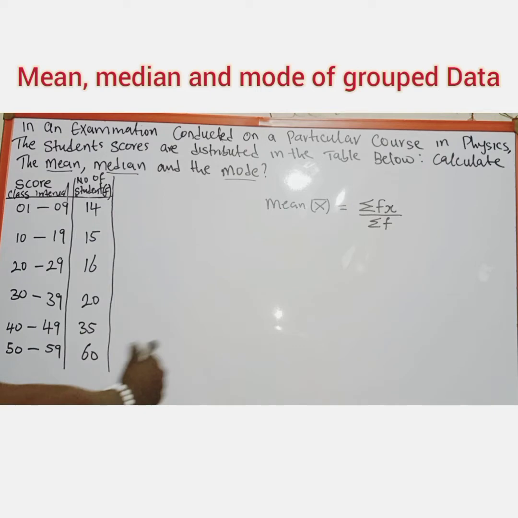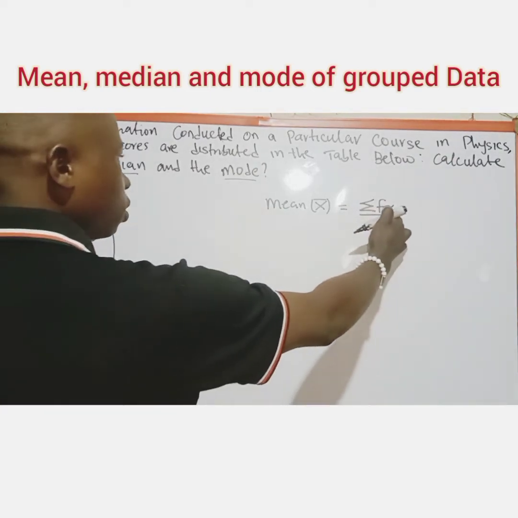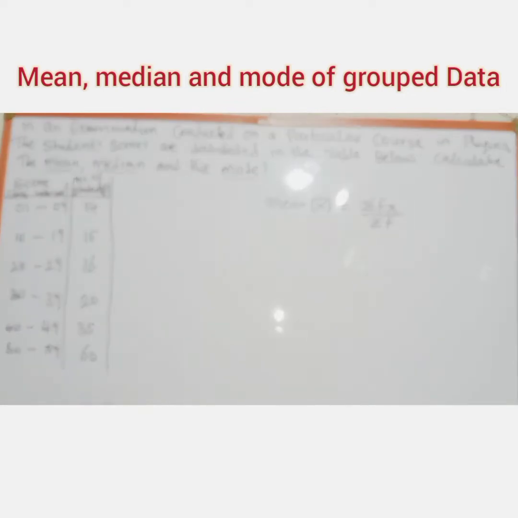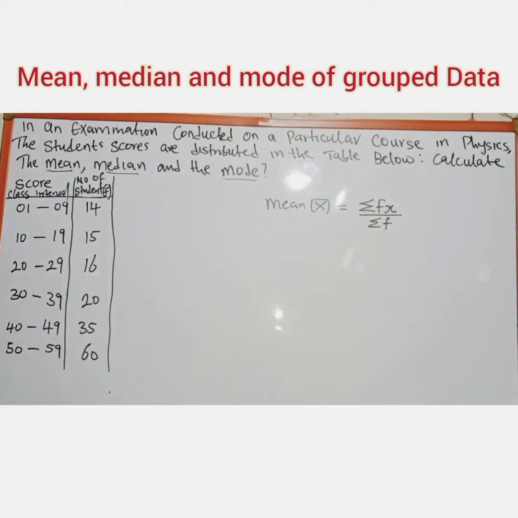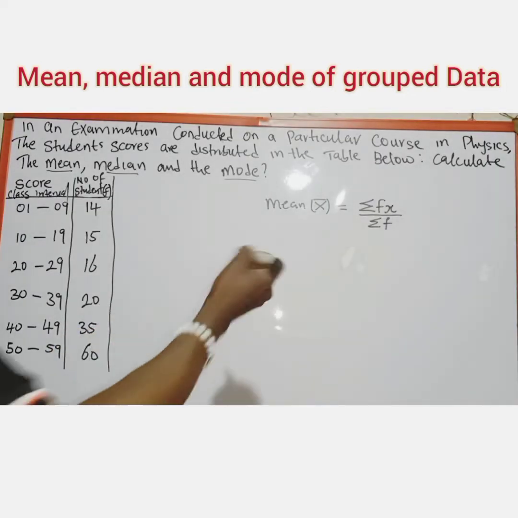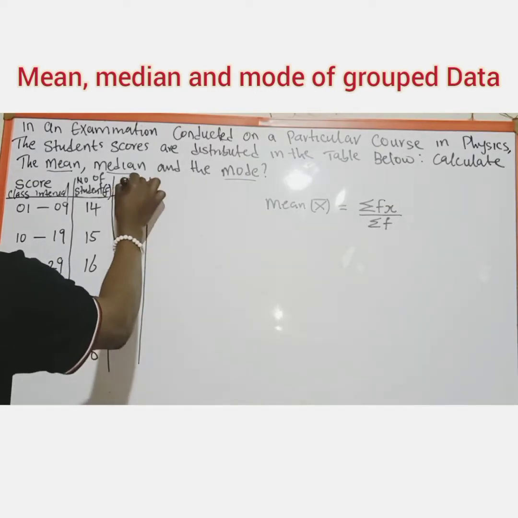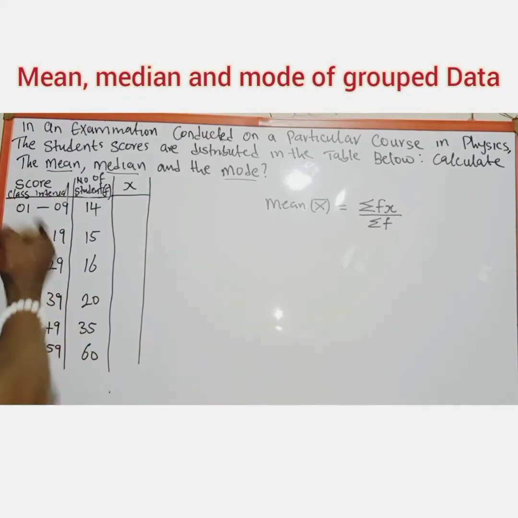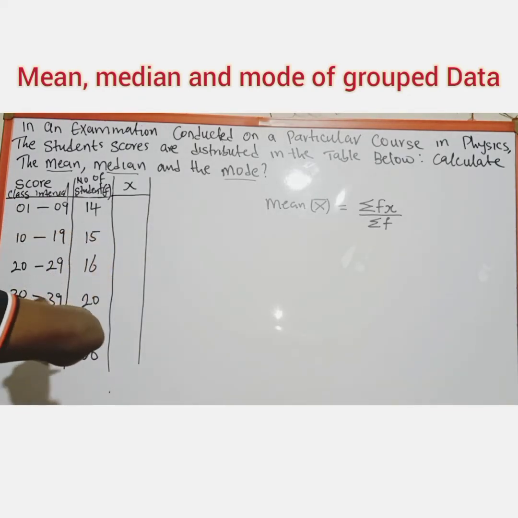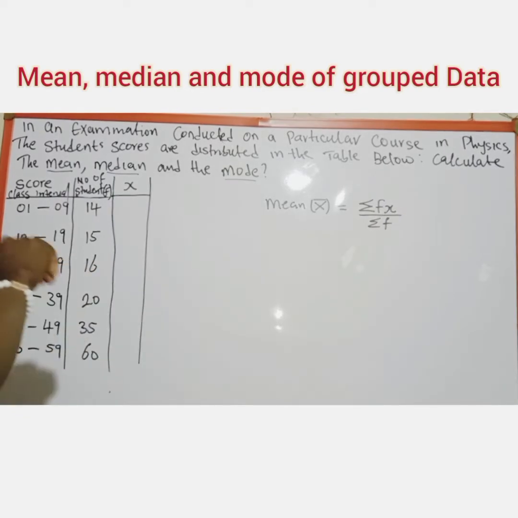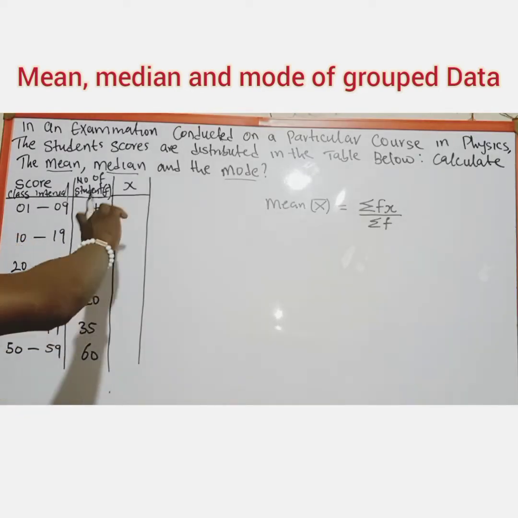If you look at the formula, we have the summation of frequency multiplied by x. How are we going to get our x? To get our x, we are going to create another column for the midpoint, which is x. To get x, we add the lower class boundary plus the upper class boundary, then divide by 2. That is how to find the midpoint.